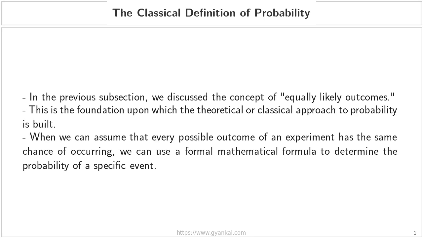Now, here is the key takeaway for today. When we can safely assume that every possible outcome of an experiment has the exact same chance of occurring, we don't have to rely on guesswork. Instead, we can use a formal mathematical formula to precisely determine the probability of a specific event. In the next few slides, I will show you exactly what that formula looks like and how to apply it step by step.